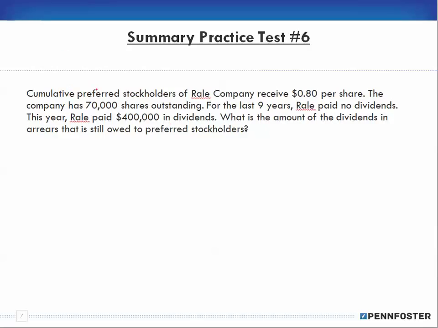All right, we have cumulative preferred stockholders of Rail Company who received 80 cents per share. The company has 70,000 shares outstanding. For the last 9 years, Rail paid no dividends. This year Rail paid 400,000 in dividends. So what is the amount of the dividends in arrears that is still owed to the preferred stockholders?